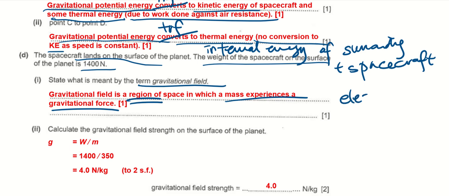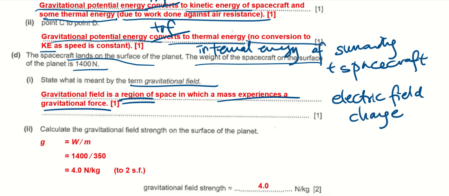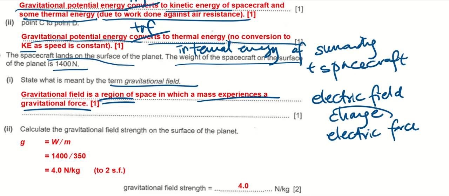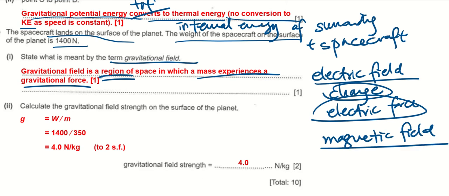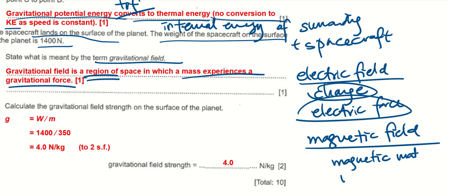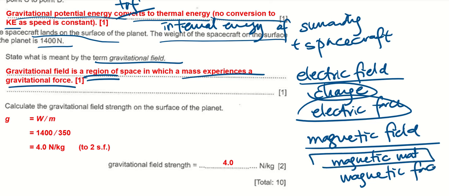So in your course of study, there's also electric field. So it's a region of space in which a charged particle experiences an electric force. Okay, so learn to adapt and change the keywords, and you don't have to memorize so much. The other one is magnetic field. So instead of charge or mass, you now use a magnetic material. Okay, experiences a magnetic force. Okay, it must be magnetic material and not just magnet.